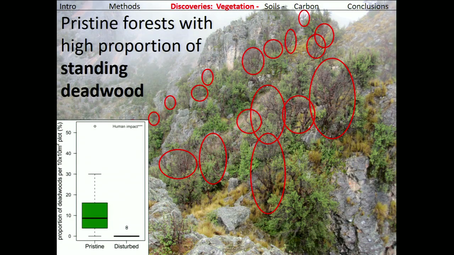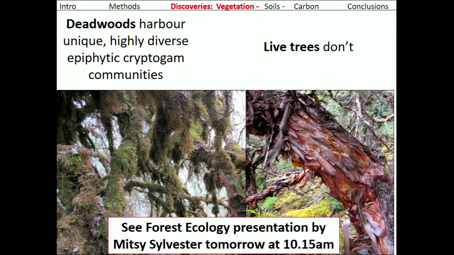We also found an interesting thing in the forest structure, which was that these pristine forests had a high proportion of standing deadwoods. Now, that in itself is interesting, but when you look closely at these deadwoods, you find that they've got this unique, highly diverse, epiphytic lichen and bryophyte communities growing on them. Whilst on the live trees, you don't find any of that because they've got this flaky bark that effectively sheds the bryophytes and doesn't allow anything to become established. And this is why this has never been seen until now.